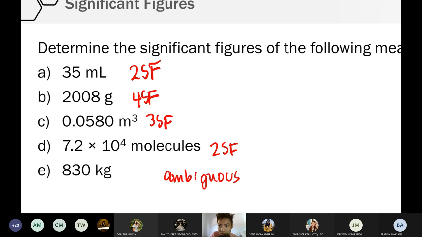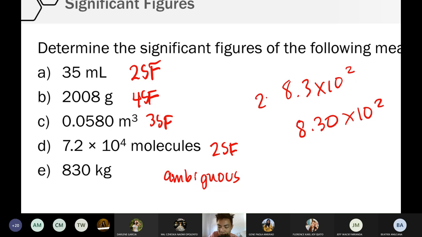We use scientific notation. So I can write that as 8.3 times 10 raised to 2. I can also write that as 8.30 times 10 raised to 2. So this will have two sig figs. This will have three sig figs, or I can rewrite that as 830 dot, okay? So I will have three sig figs, okay? So I have many ways to resolve the ambiguity, okay?